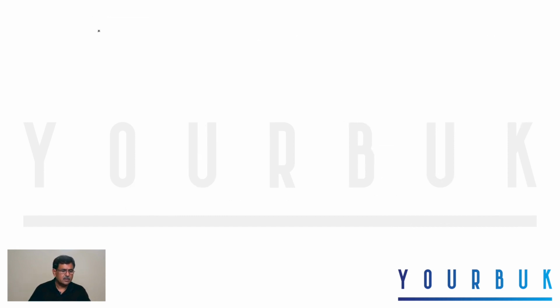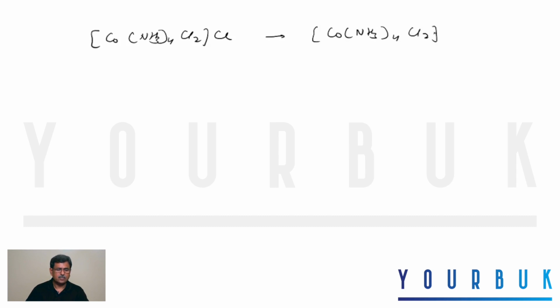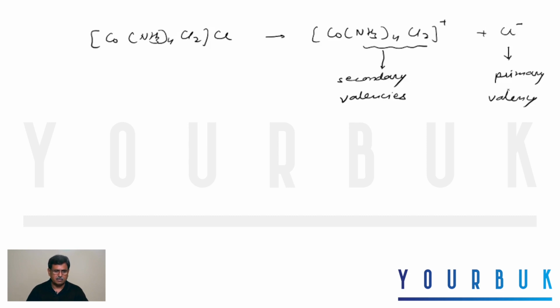Now we take some examples. The first example is this: [Co(NH3)4Cl2]Cl. Now when we dissolve this complex in water, it gives [Co(NH3)4Cl2]+ and Cl-. Now this is called a primary valency. There is only one ionizable chlorine. And these are called the ligands. This chlorine inside the square bracket cannot be removed as anion. Now these are called the secondary valencies. And in this case, we have 6 secondary valencies but 1 primary valency.